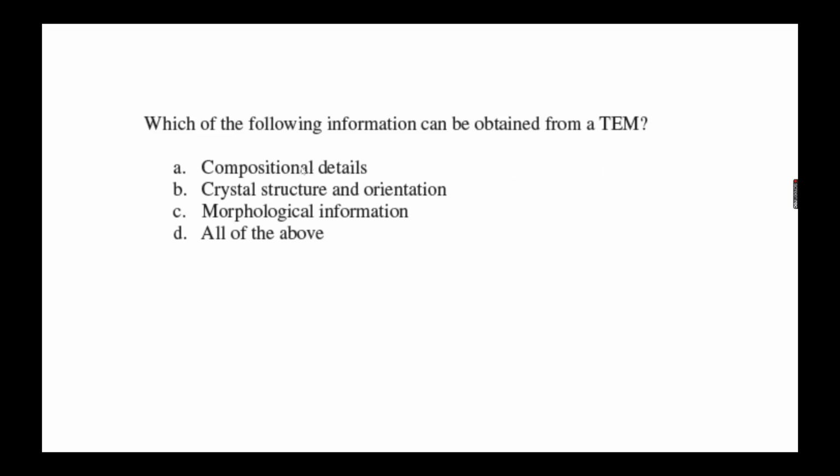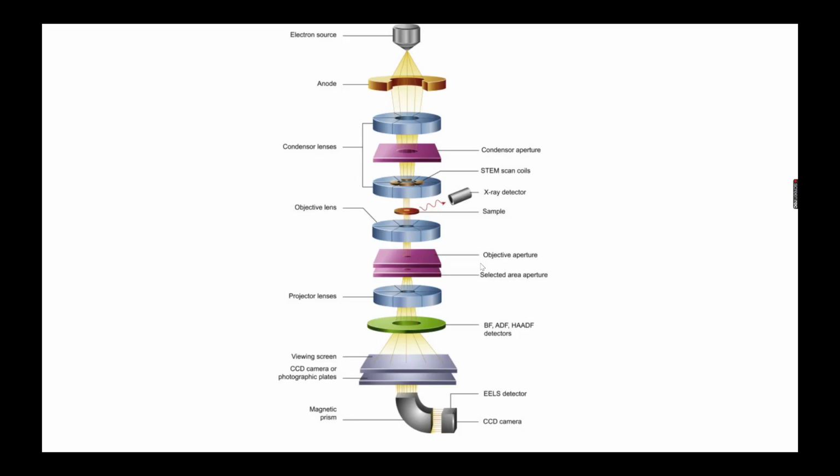So this will also give you, because it is TEM, morphology also. You can get some surface morphology or the internal crystal structure and orientation, as I have mentioned, and the compositional details. You will get to know in your further lectures how you can get these from the TEM. So the answer will be all of the above, and this is the basic schematic that I have also shown you.